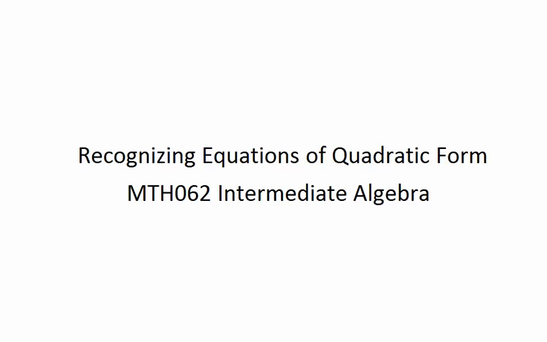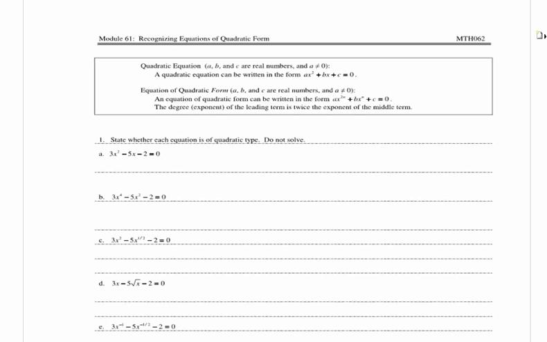In this video, we're going to be recognizing equations of quadratic form. And they tell us that for a quadratic equation, a, b, and c are real numbers and a cannot equal 0, and a quadratic equation can be written in the form ax squared plus bx plus c is equal to 0. And for an equation of quadratic form, a, b, and c are real numbers and a cannot equal 0, and an equation of quadratic form can be written in the form ax to the 2n plus bx to the n plus c is equal to 0.